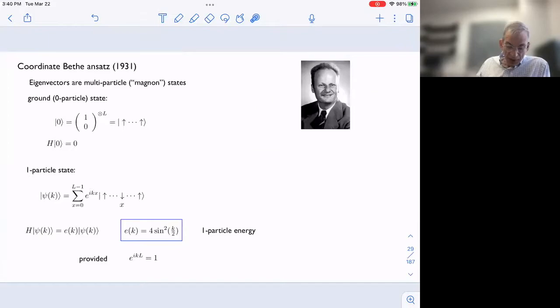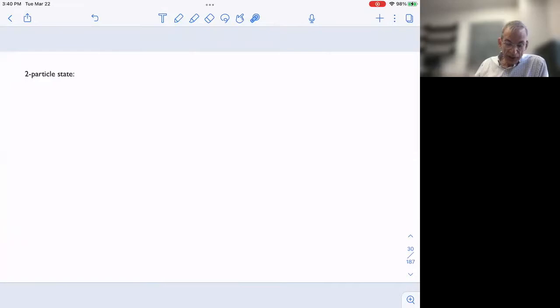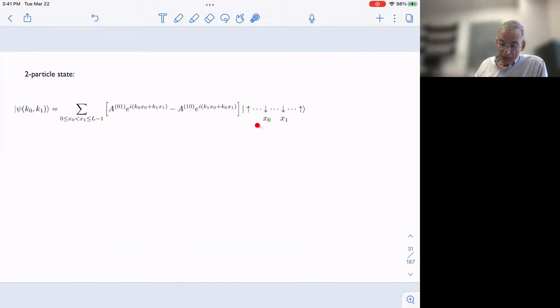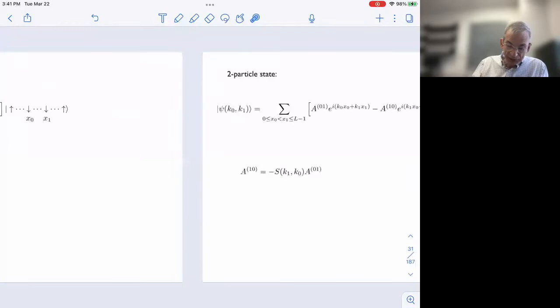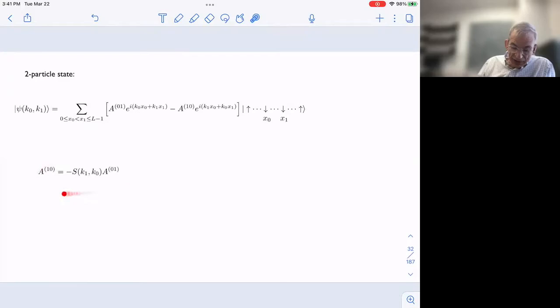Two particle states are a little more complicated. Now you have two overturned spins, one at site x0 and one at site x1. Then you should weigh that vector in this way. Here you have e to the i(k0 x0 + k1 x1), and here the same thing, but with the zero and one permuted. You sum over all the lattice sites. What I haven't told you yet are these coefficients, which don't depend on x. Sorry, they do depend on k, but not on x. They're given by this formula here.